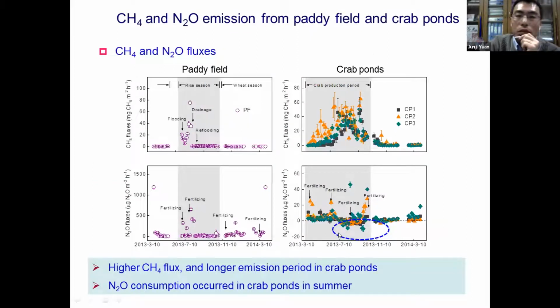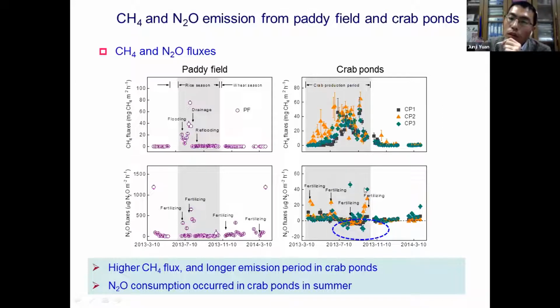So now I want to introduce the major findings of our work. We can see the crab ponds have very strong methane emissions, especially during the crab production period, and this methane flux is very high and lasts over a longer period.